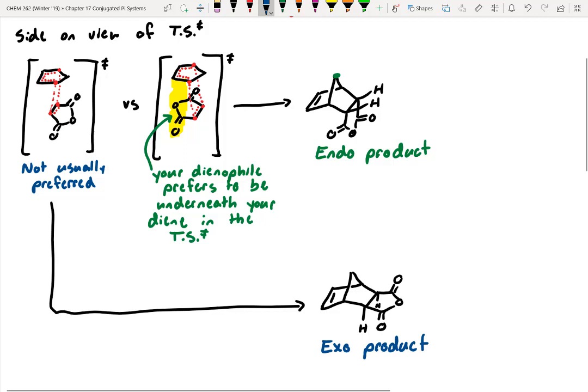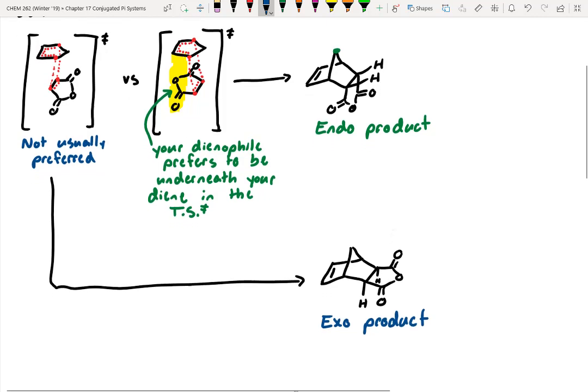An easy way to remember this is exo simply means that something's pointed out further away from the system, right? So if you think about the thing that is now attached, meaning this entire group, it's kind of pointed out away from the ring system, therefore it's referred to as exo. Endo, on the other hand, simply means that the dienophile that was attached prefers to be closer to the longest bridgehead. So we can look at it this way and we can say, that's a 2-carbon bridgehead right here, right? So that group prefers to be closer to that bridgehead than that 1-carbon bridge up on the very tip top acting as the roof.